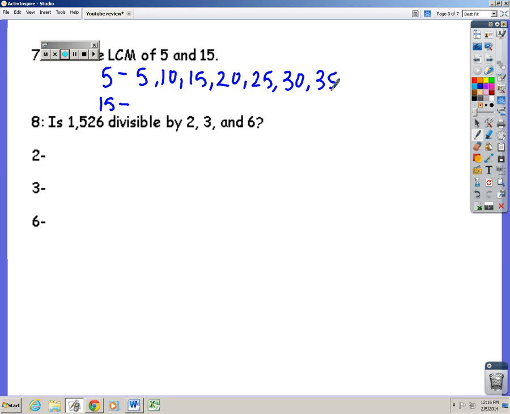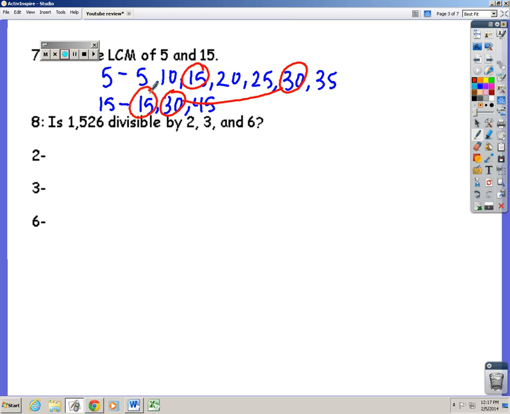Next one, we're going to do 15, so we're going to start with 15. Add 15 more, we get 30. Add 15 more, we get 45. But as I look at my list, I can see that I can stop there because I already made a pair. Each one has a 30, and that is something they share in common, but there's one more number that they have in common that's smaller.